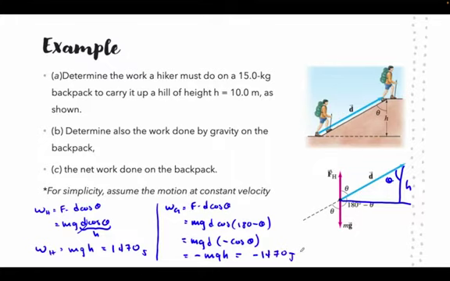So it looks like the hiker and gravity are doing the exact same amount of work, but with different signs, which means that the net work done on the backpack will be 0 joules, because, well, this is what happens. All right. Cool.